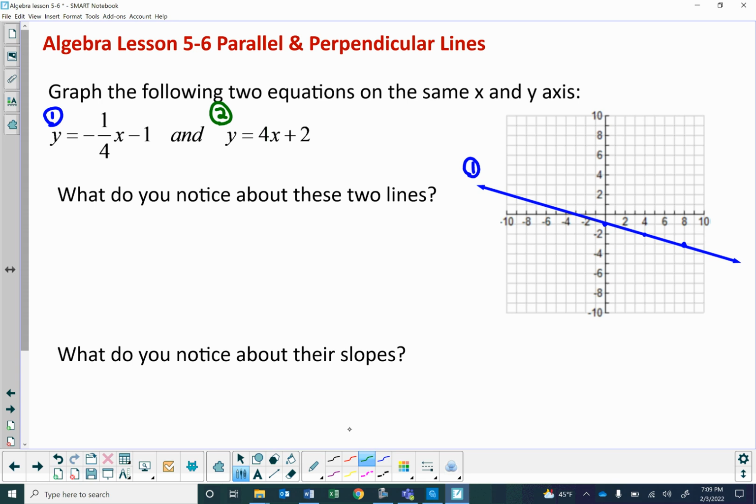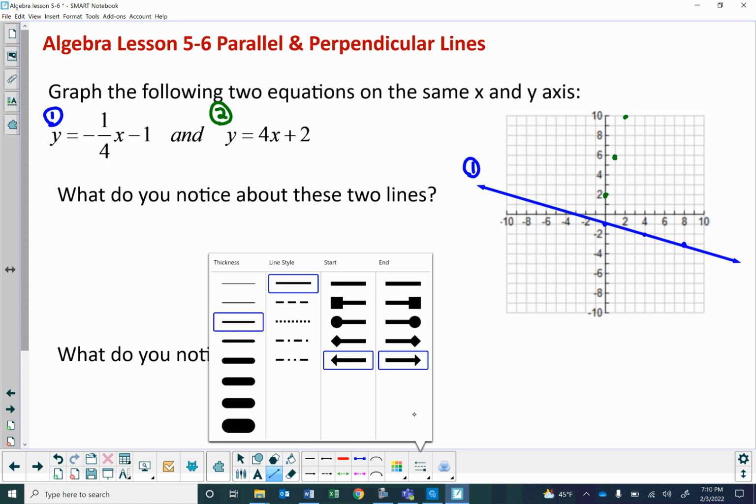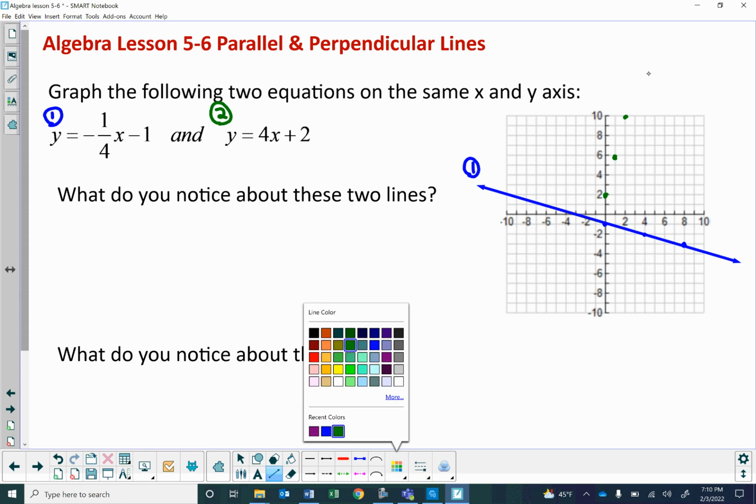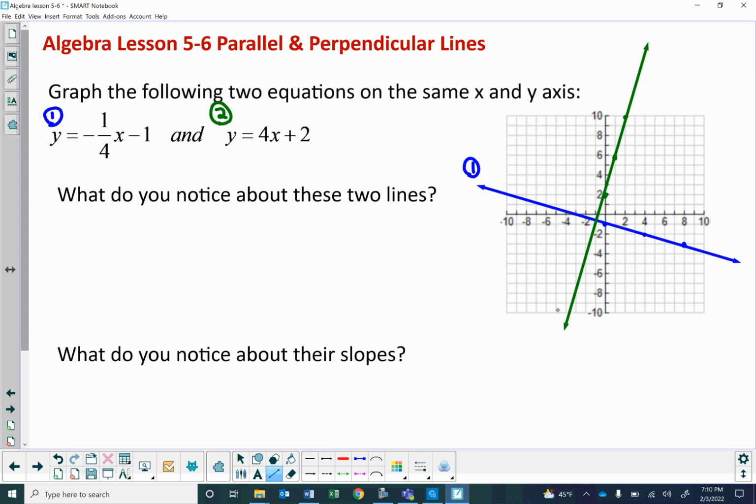Equation number 2, y equals 4x plus 2. I will go up to 2, and my slope is 4 over 1, so up 4, 1, 2, 3, 4, over 1, up 4, 1, 2, 3, 4, to the right 1. Again, use my handy-dandy straight edge. Hopefully I'll do a better job drawing my line this time. Oh, much better. This is equation number 2. And we see our two lines. If you notice, it says, what do you notice about the two lines? They definitely cross, don't they? The blue line and the green line cross. And it appears that they cross at right angles.